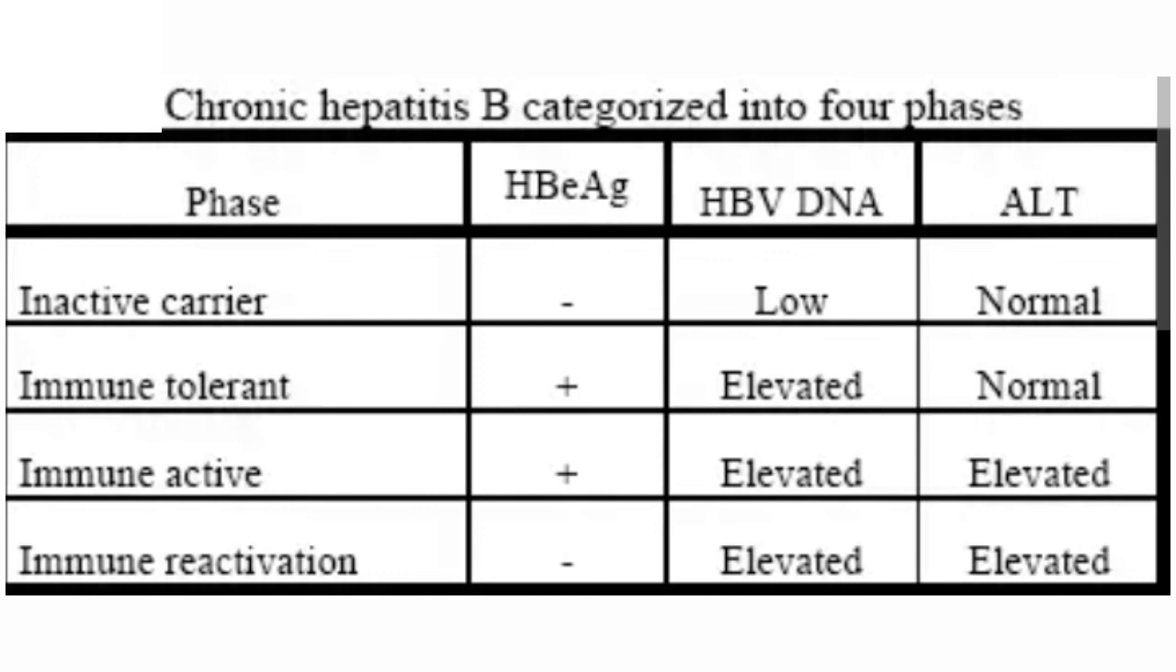The next stage is immune reactivation. It is actually a transition from the inactive carrier to immune reactivation. Suppose a person who was previously an inactive carrier is now given some immunosuppressive therapy or chemotherapy for cancer, or has gone through some autoimmune disease. Then the DNA will suddenly start replicating, so DNA will be elevated, and in response ALT will be elevated because this high viral load will start damaging the hepatocytes. As the patient has been transitioning, the E antigen will not be present in this stage.